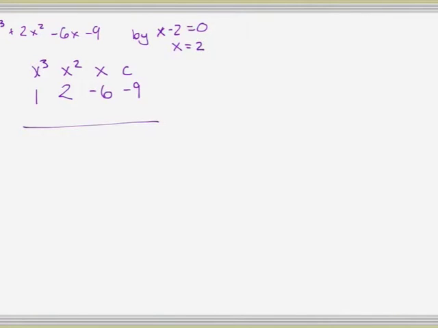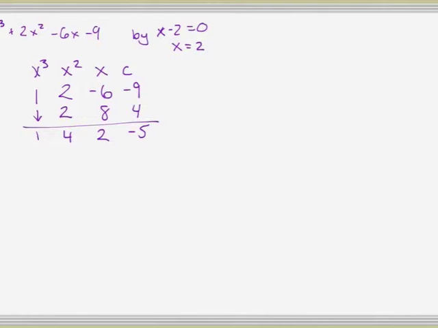Then we're going to do our synthetic substitution. So I carry down the 1, multiply gives 2, add down the column gives 4. Everything that's under the line we multiply. So multiply gives 8, add down the column gives 2. Multiply gives 4, add down the column gives -5.